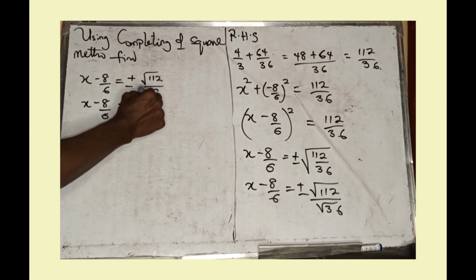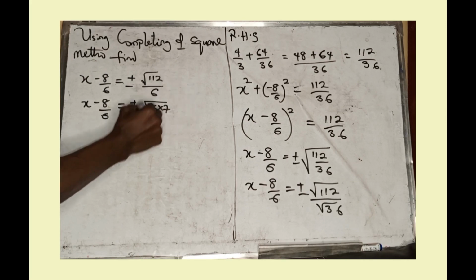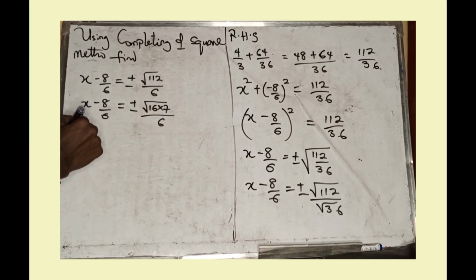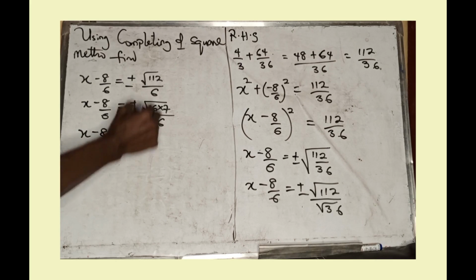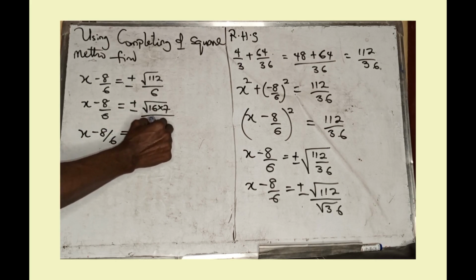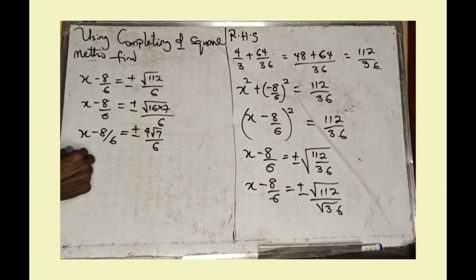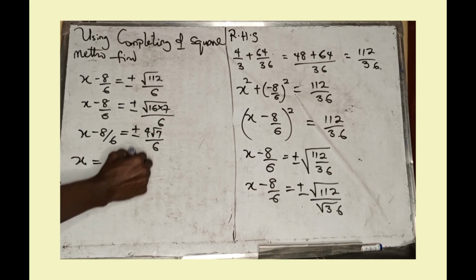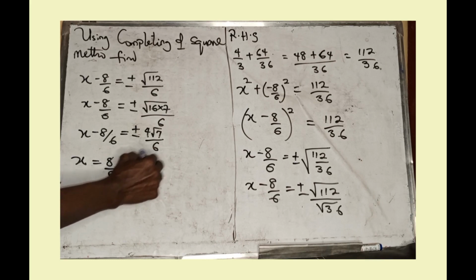And in short form, this becomes the square root of 16 times 7, then divided by 6. Okay, so this becomes (x minus 8) over 6 equals plus or minus 4 root of 7 divided by 6. So next, to obtain the value of x, I have x is equal to, when this one crosses over to the right hand side, it becomes 8 over 6, then plus or minus 4 root of 7, then divided by 6.